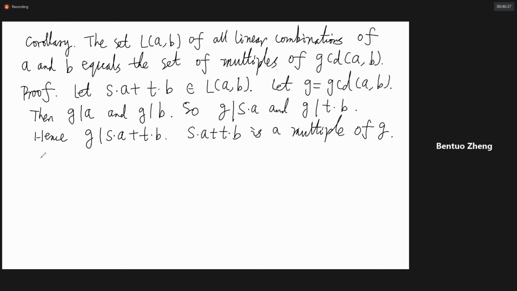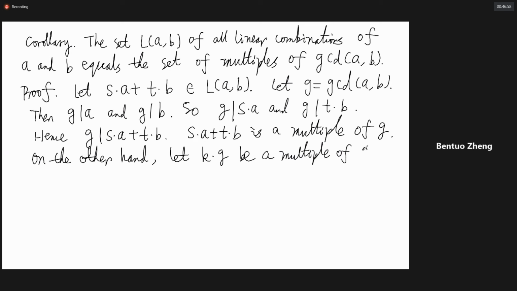So on the other hand, let K times G be a multiple of G. So by Bezout's theorem, G is a linear combination of A and B.